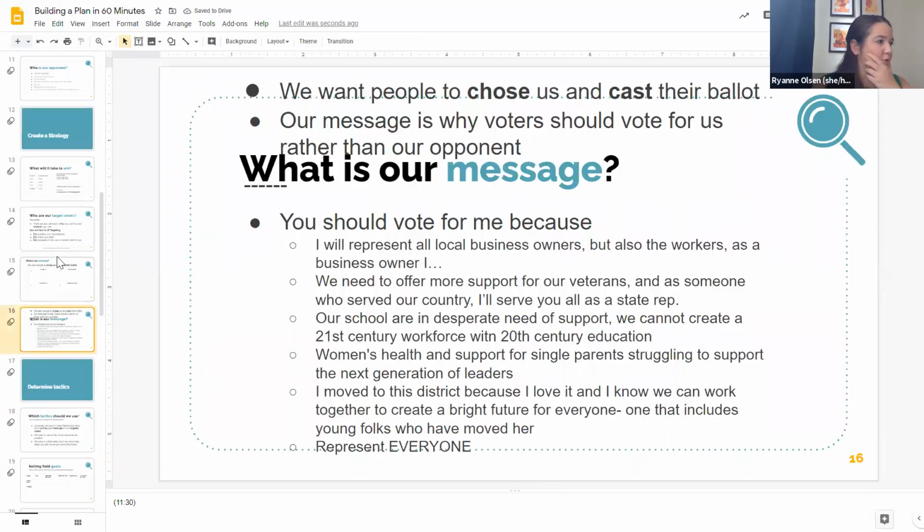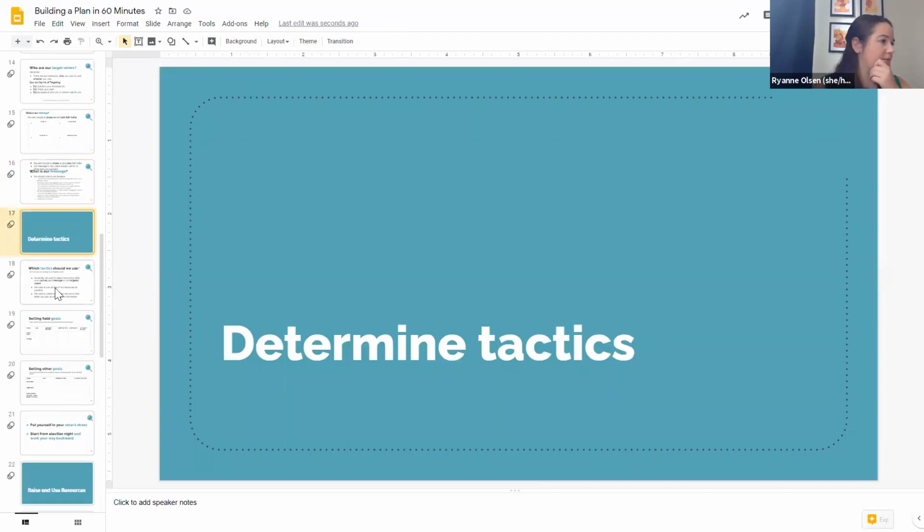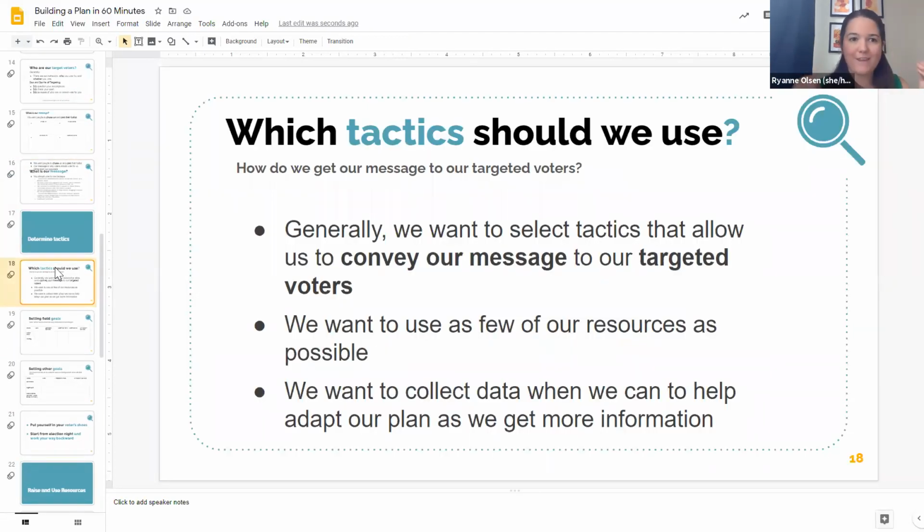So now that we have a message, we'll have an idea of who our target voters need to be. We need to be talking about how we get our message to our voters. And this is called our tactics. Generally, we want to select tactics that allow us to convey our message to those specific targeted voters, to that specific 26,000 voters in order to get that 13,000 voters to vote for us come election day.